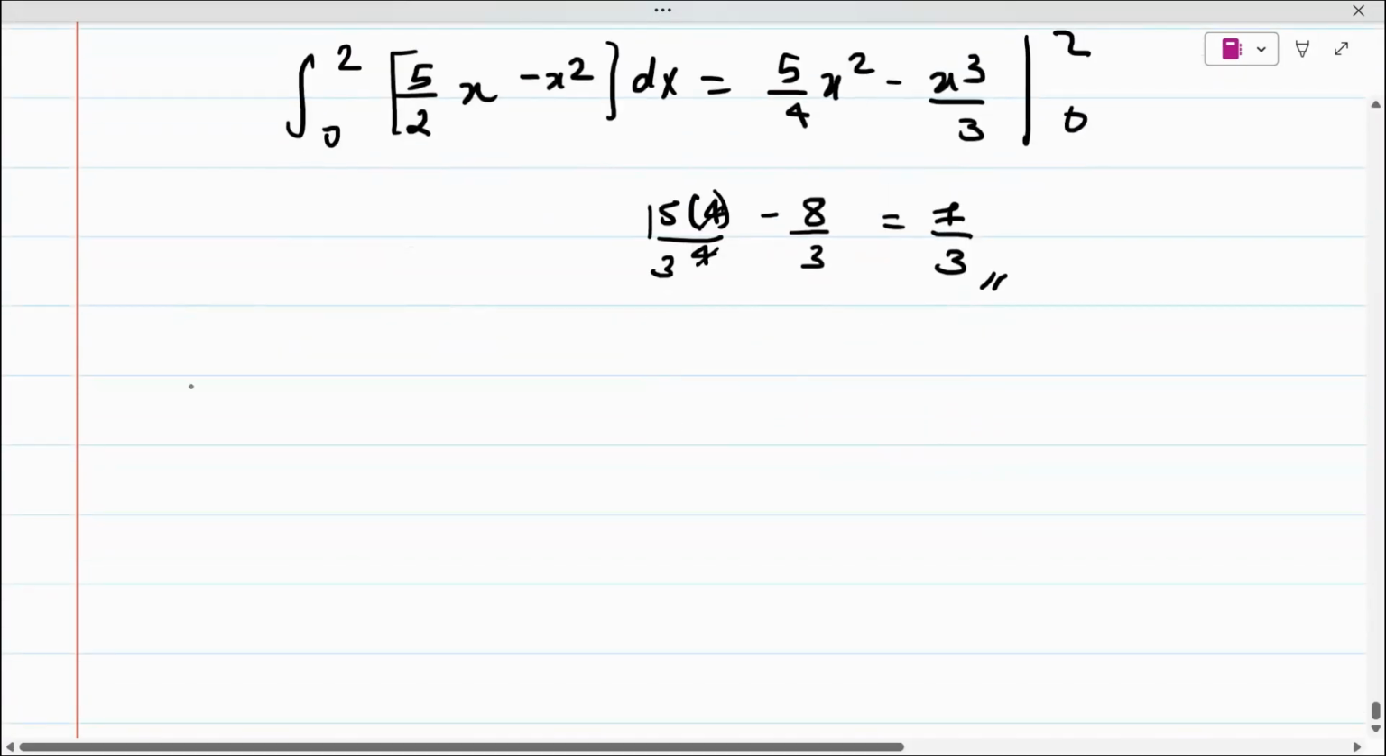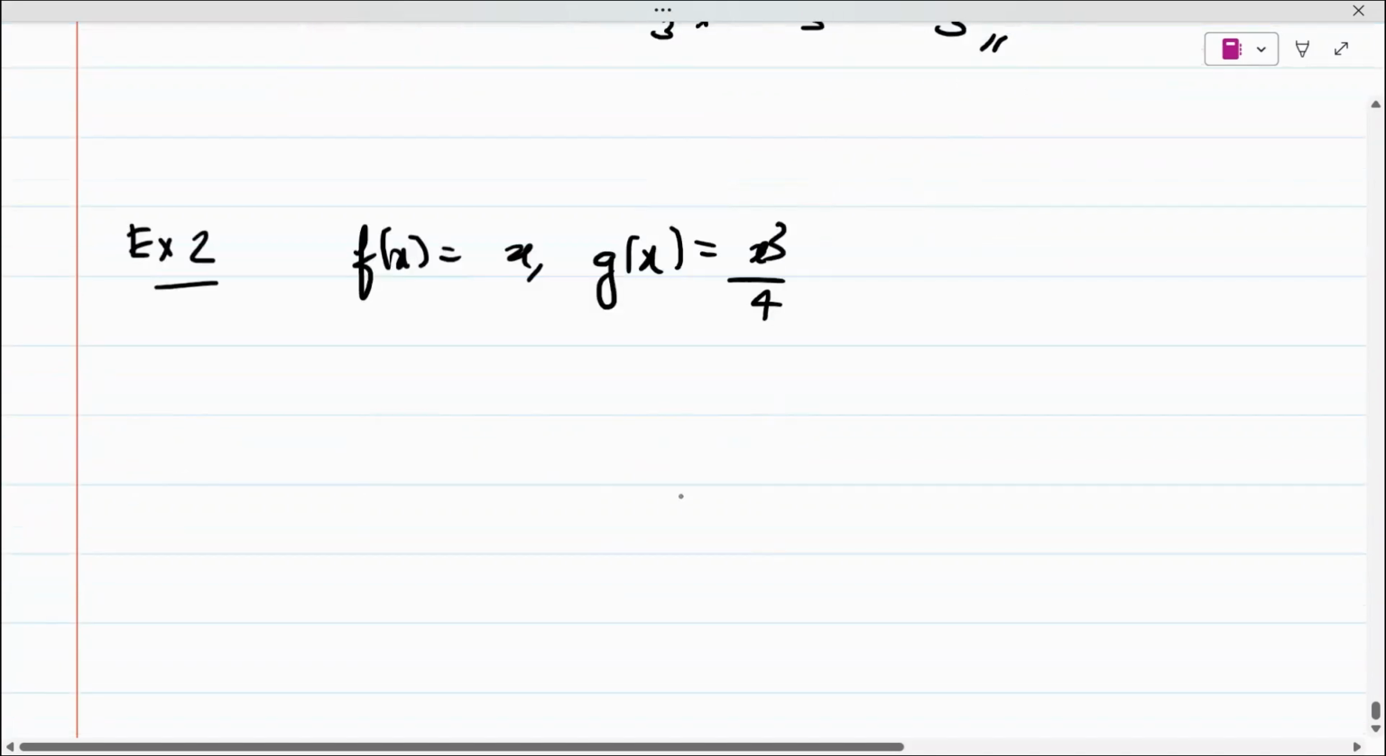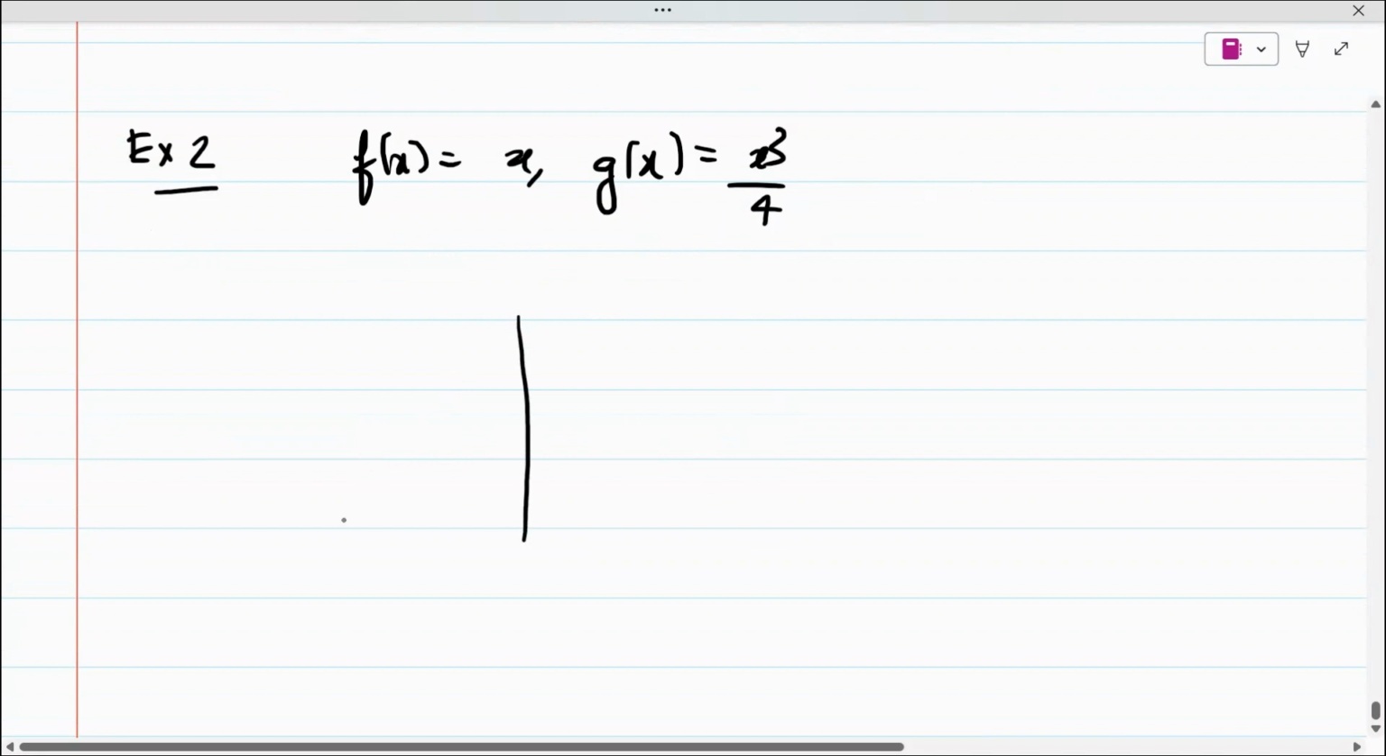Then we come to example 3. So we have two functions. No, wait, this is example 2. So say f of x is equal to x and g of x equals x cubed by 4. So let's just graph them out.